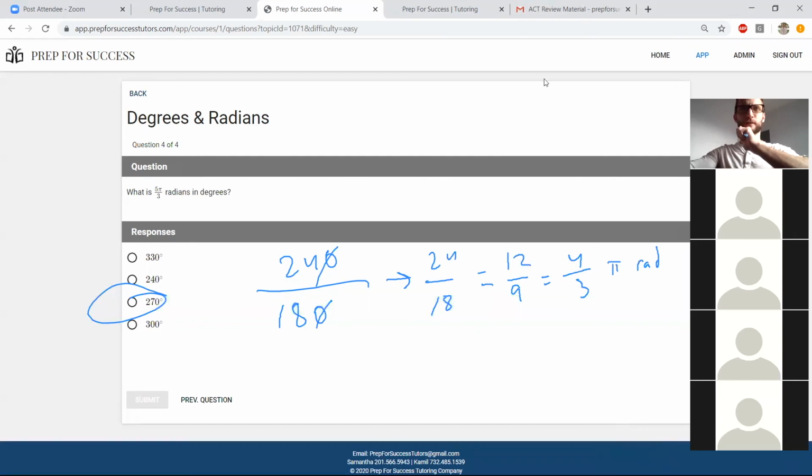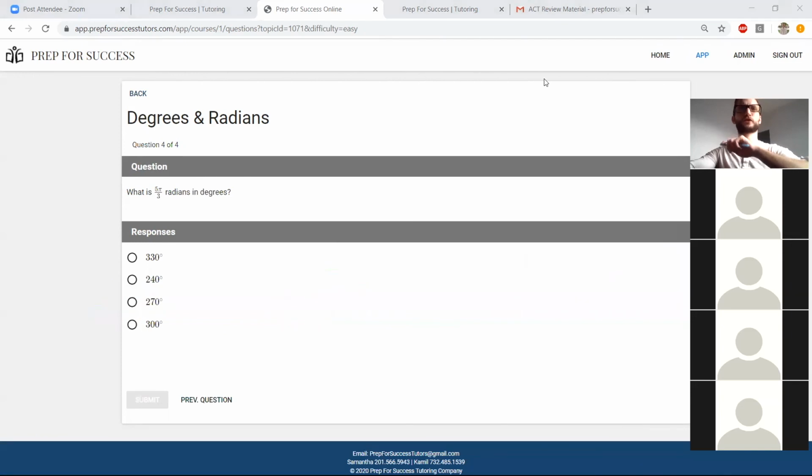Let's take a look at this one. I'm going to launch a poll. Please put your answer into the poll. I want to make sure everyone's comfortable with this question. We're going to answer this and then move on to the last topic, which is angles.